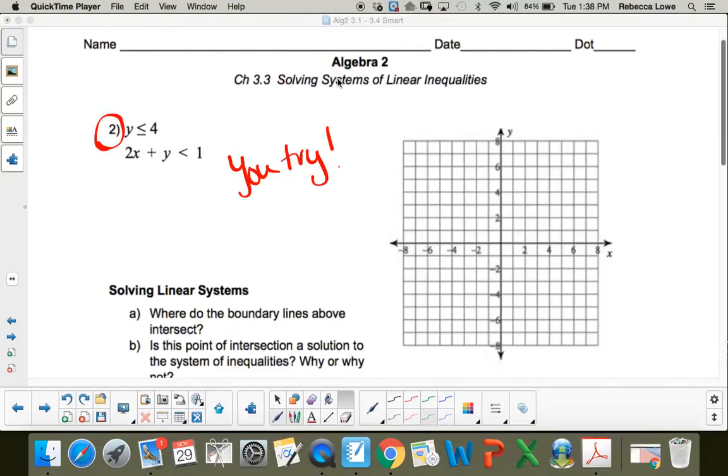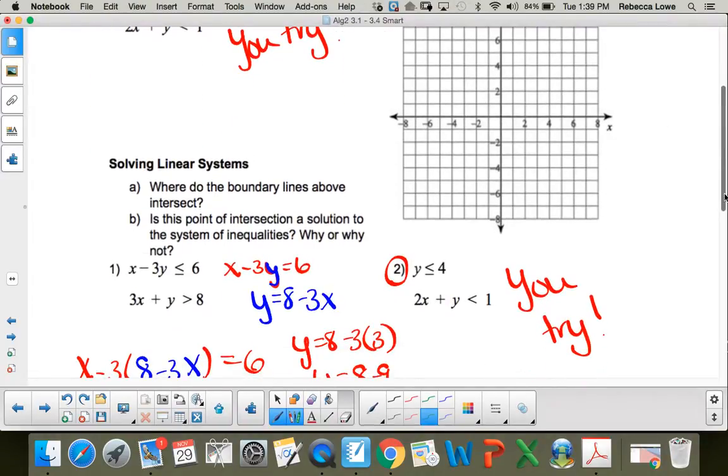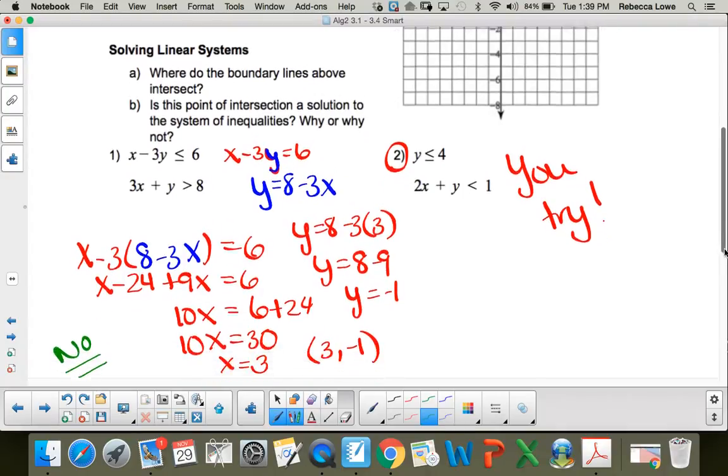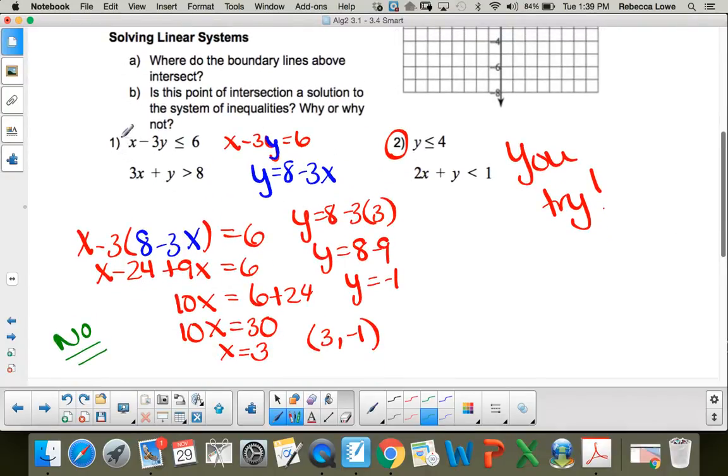This is the second video of our Algebra 2 Chapter 3.3, Solving Systems of Linear Inequalities. In the first video we graphed basic linear inequalities and we used a test point to determine if we shaded the correct area and if we had the correct solution area. You're trying number 2 at the top of the second page. Then we figured out where the two boundary lines intersect, and we went through that for the first system of inequalities. We determined that it wasn't a solution because it satisfies the first inequality, but not the second. And you're supposed to do the same thing for number 2. Determine where the lines intersect and whether or not it's a solution.